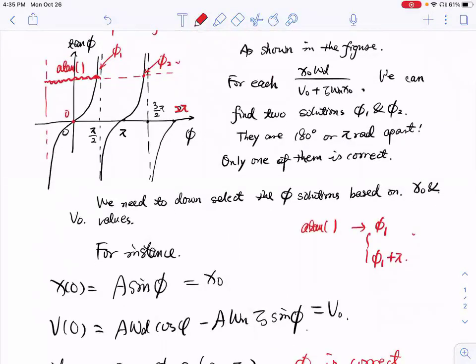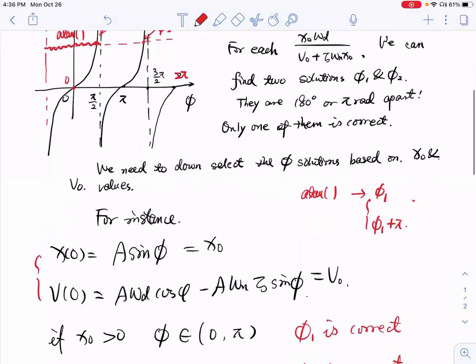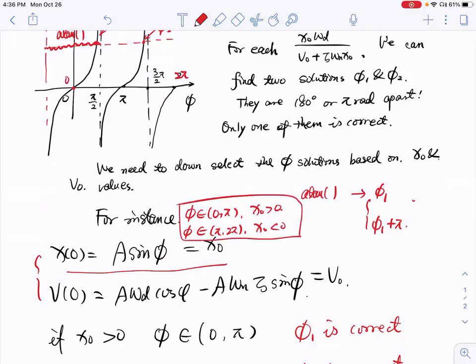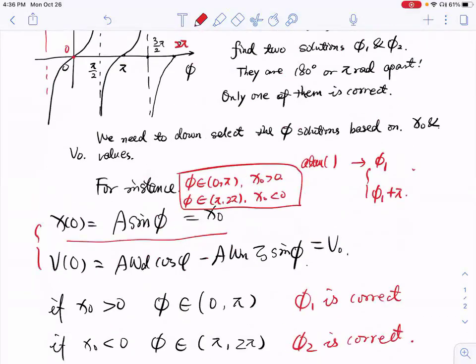So how do you do it? This is the equation you want to use. For example, you can simply use the first one. If your x naught is positive, that means your phi should be between 0 and pi. If x naught is negative, your phi should be between pi and 2 pi. You can judge which phi is correct just based on the initial displacement, and you can also judge based on your initial velocity. So it's just one more step when you calculate the free vibration. You're going to see this in quiz 5. So that's one of the corrections.